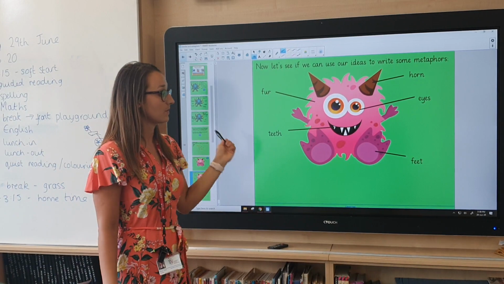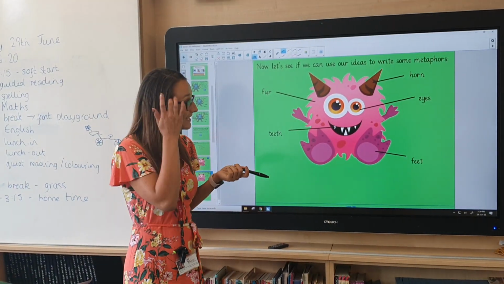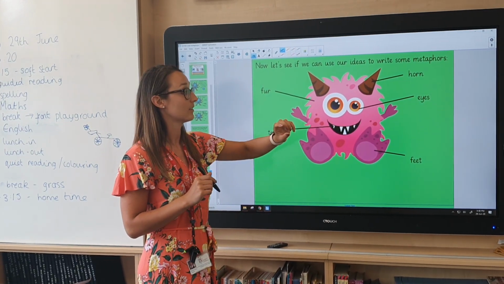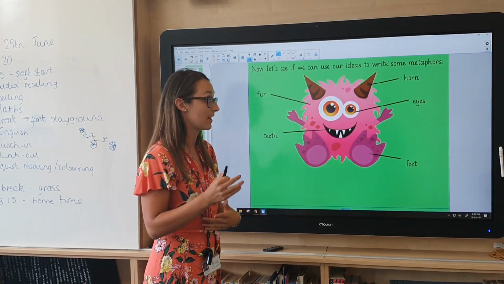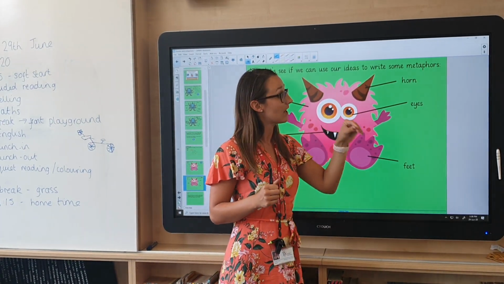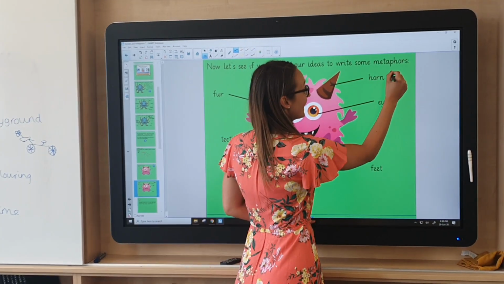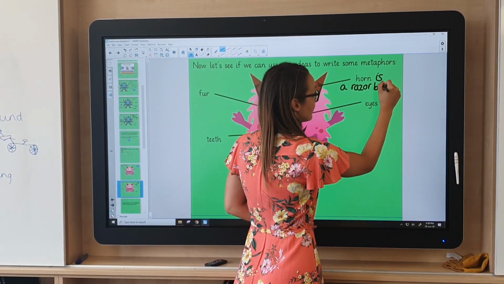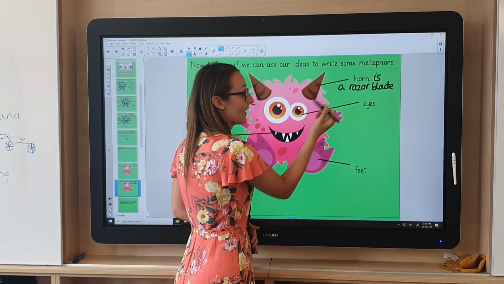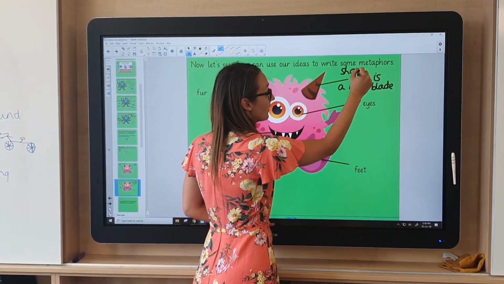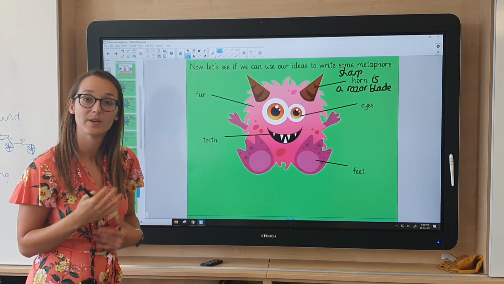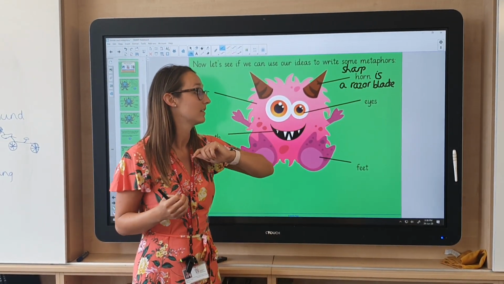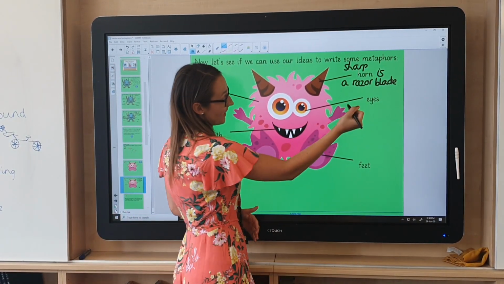Okay, so what we're going to do is use those words to help us write some metaphors. So yesterday I think we said his horn was like a sharp razor blade. Today we're not going to do the was like, we're going to say it is. So horn is a razor blade. Okay, again, you could add those words. We could have sharp. Horn is a razor blade. Okay, and to put it into a full sentence, you could just say the friendly monster's sharp horn is a razor blade.